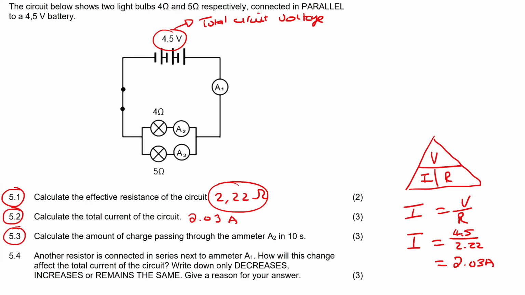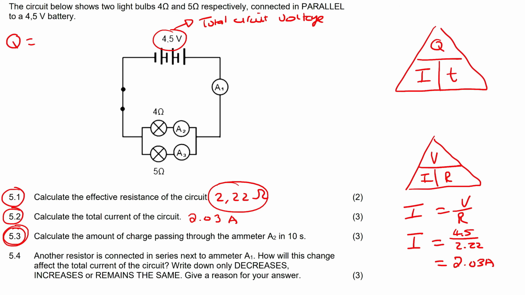Okay, this question 5.3 says, calculate the amount of charge passing through the ammeter A2 in 10 seconds. So we need to know the charge going through the ammeter. We can find it from the Q, I, T triangle. Now, charge is, if you know how to use this triangle, you're going to have to multiply these two. So I multiplied by T. They've given us the time, but we don't know the current flowing through here.